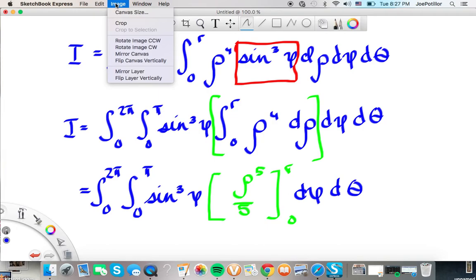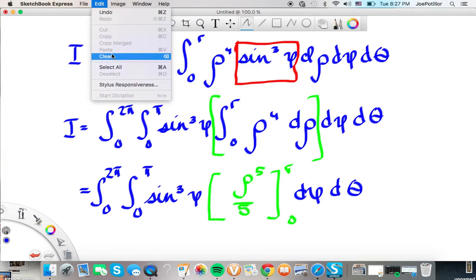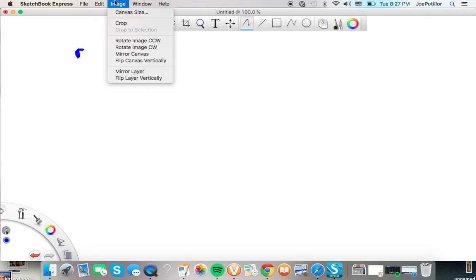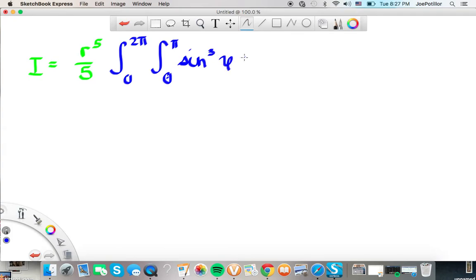Okay. Alright, let's clear it. Again, if you need to stop and look at it, please come back and look at it. So we have r to the 5 over 5. I equals r to the 5 over 5 times the integral from 0 to 2 pi, integral from 0 to pi of sine cubed of phi d phi d theta. So that's all we did. We integrated, plugged in r, and that gets r to the 5 over 5.